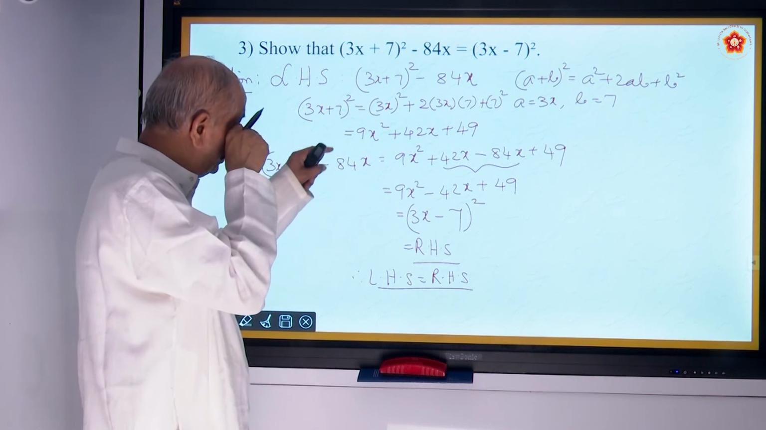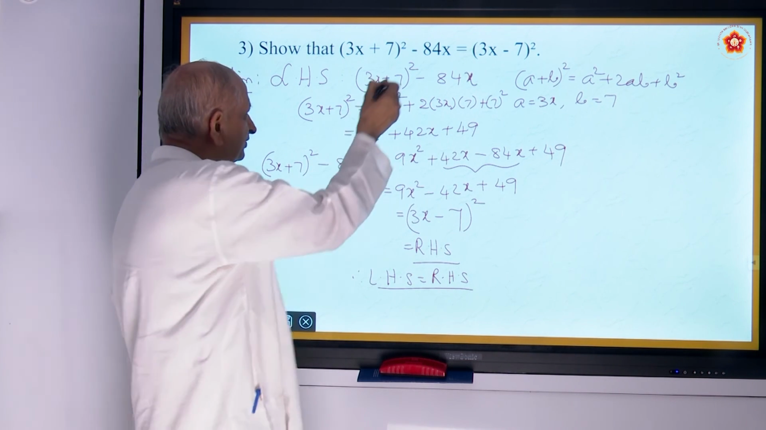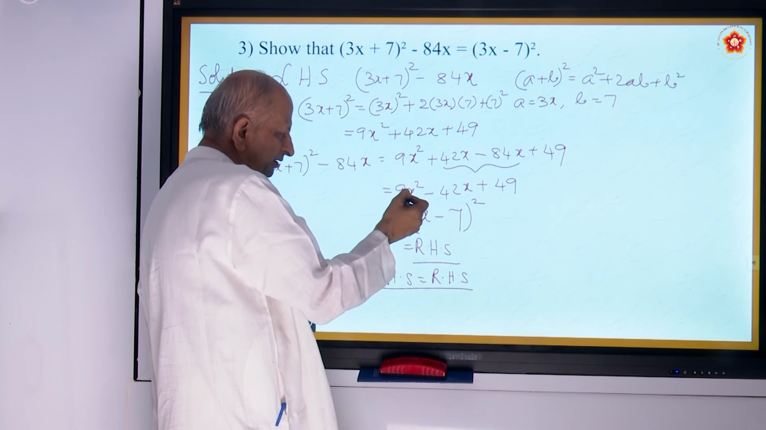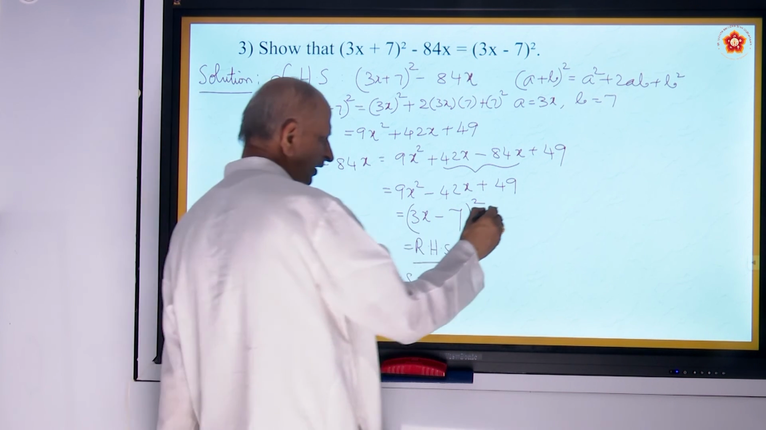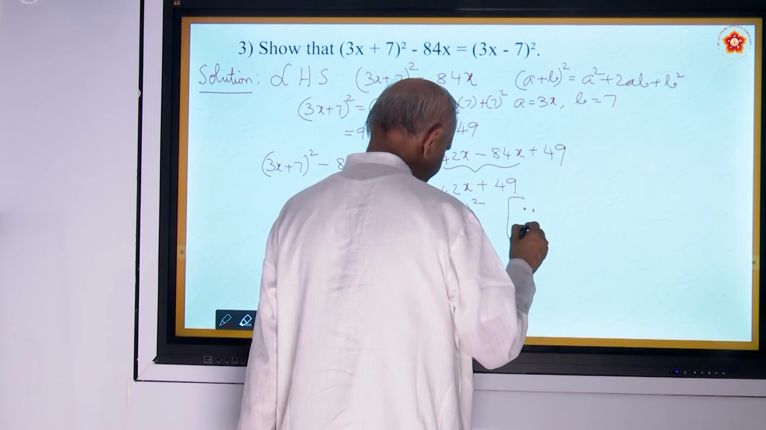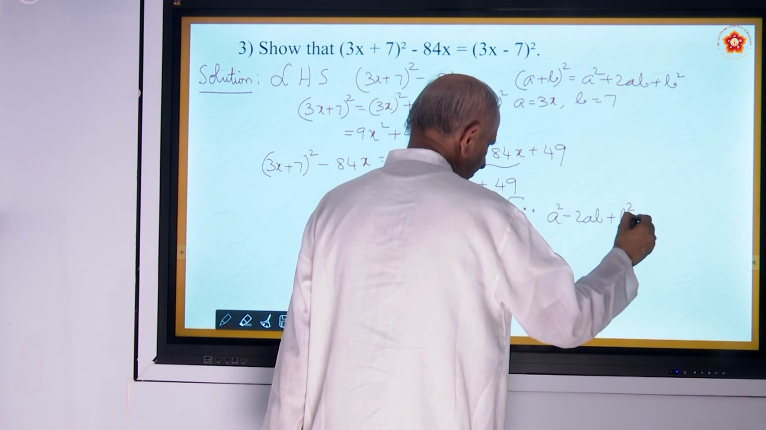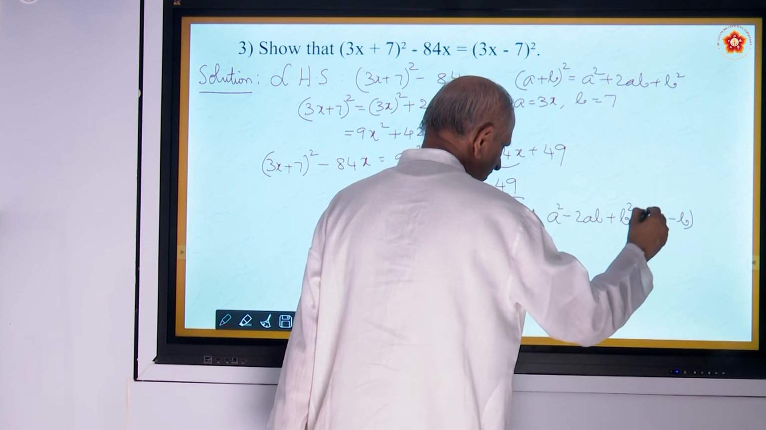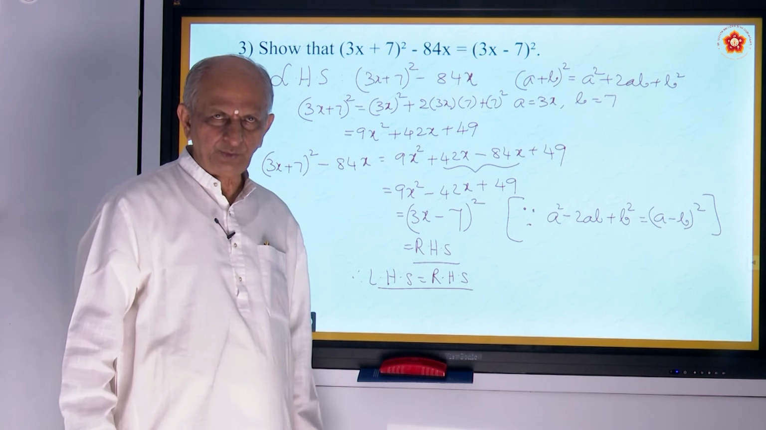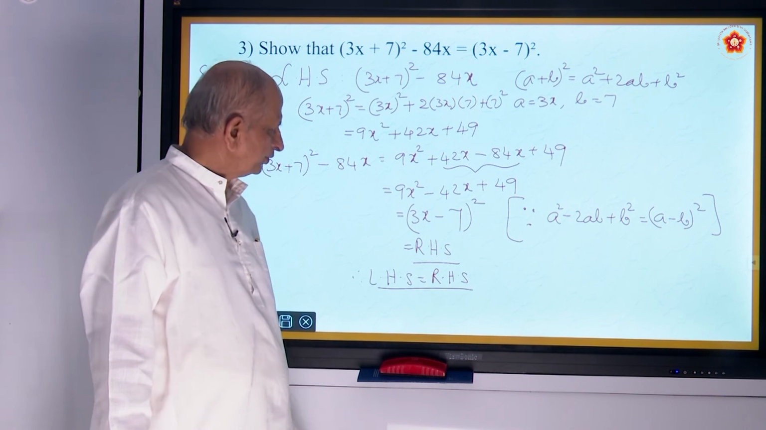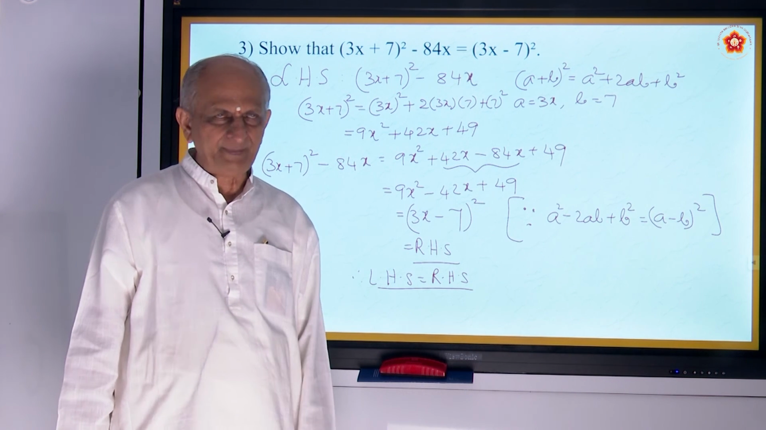So you use the first identity for the left hand side. You got the one answer. Use that and add this minus 84x. You get second identity a minus b whole square formula. So here you can write how we got it, because a squared minus 2ab plus b square is equal to a minus b whole square. That is the second identity. Using that only we wrote this. So left hand side is equal to right hand side. That means the value is correct.